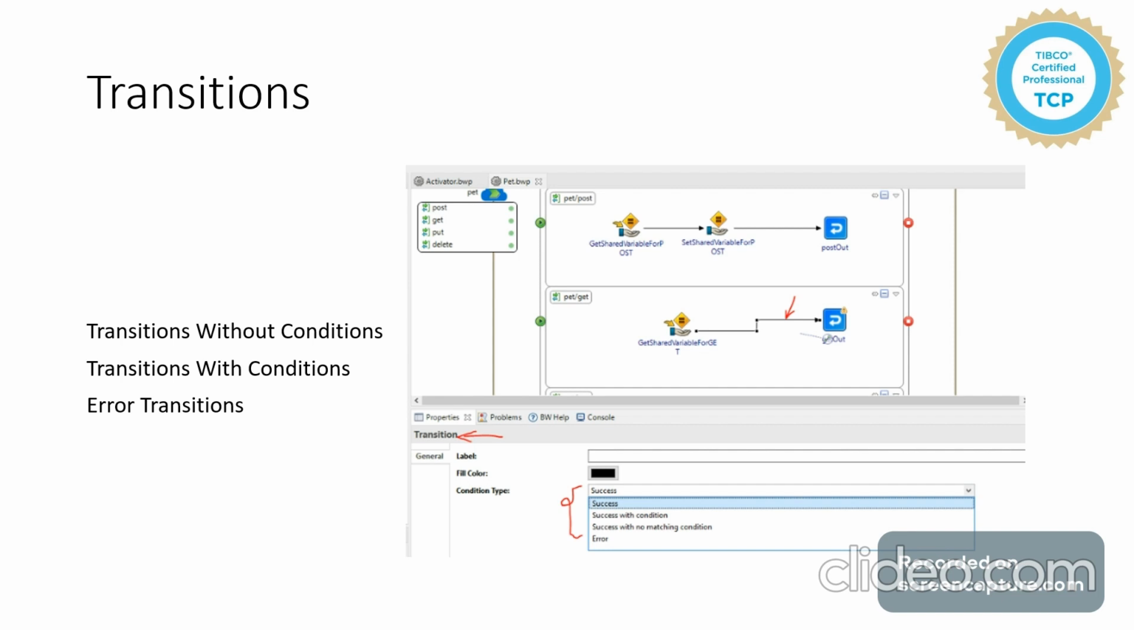We can use these when an activity group completes processing and we specify some condition on the transition originating from the activity. For example, if we wanted to insert data into the database and we use JDBC update, and once the insertion is complete, we can use a success with condition transition. If the JDBC insertion is successful, then proceed to the next activity. Otherwise, there should be another transition from the same activity which is called a success no matching condition and take it to a different flow.